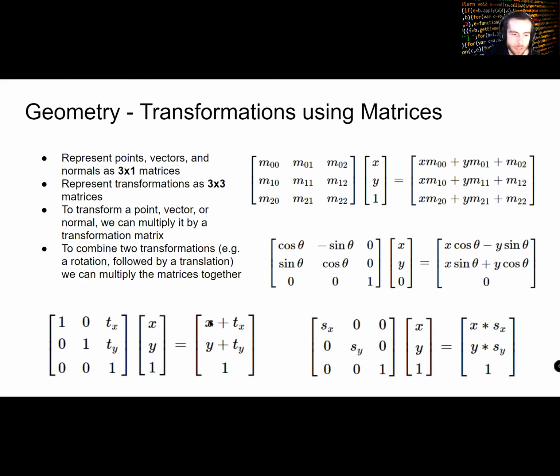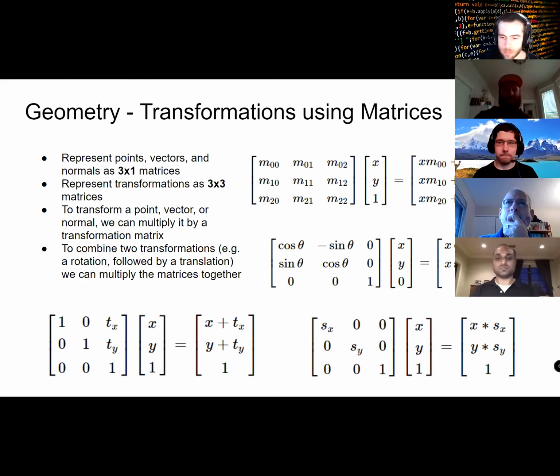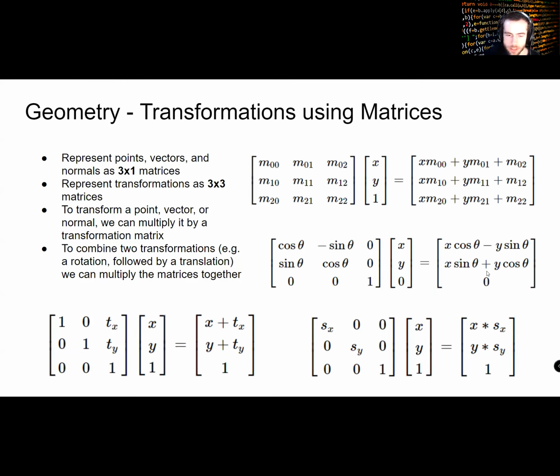So yeah, we can represent these transformations using matrices. We just have to plug in the values. And then we can write some code for multiplying each of these different points, vectors, and normals by the matrix, and we'll actually transform it. So this is really used for transforming between different coordinate spaces.